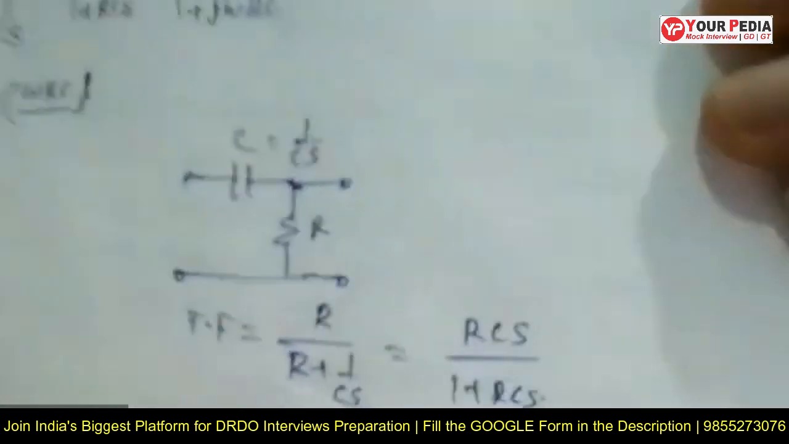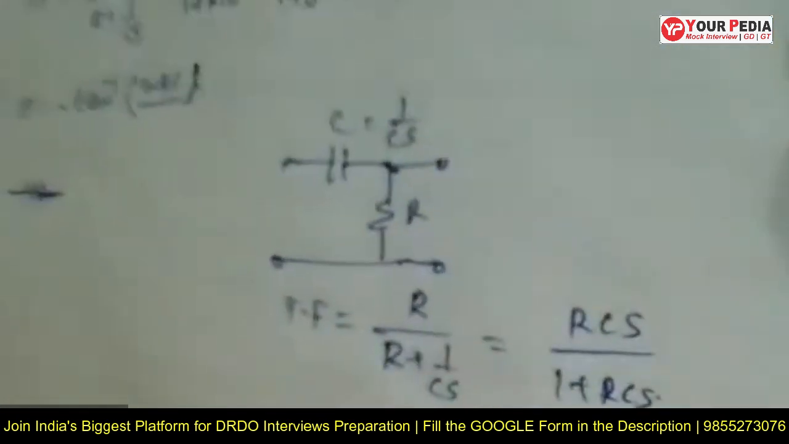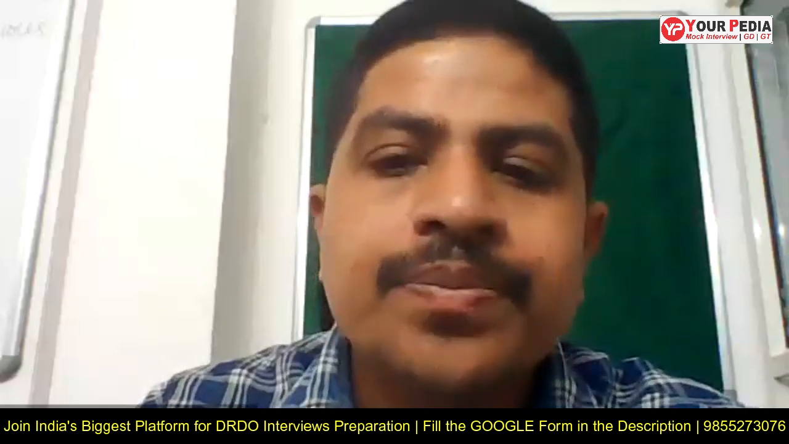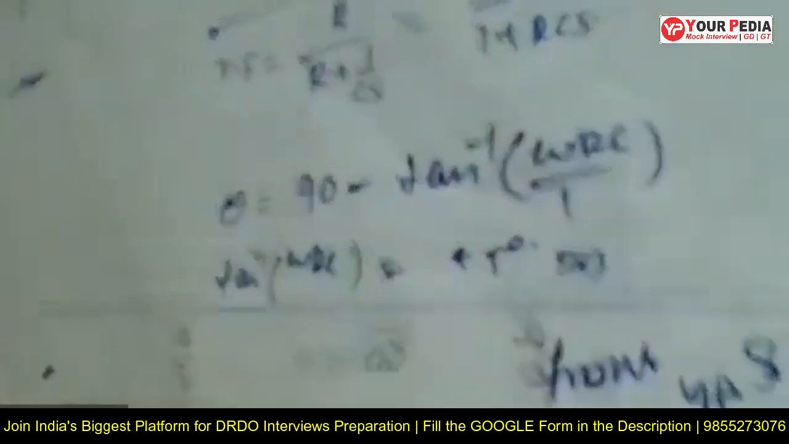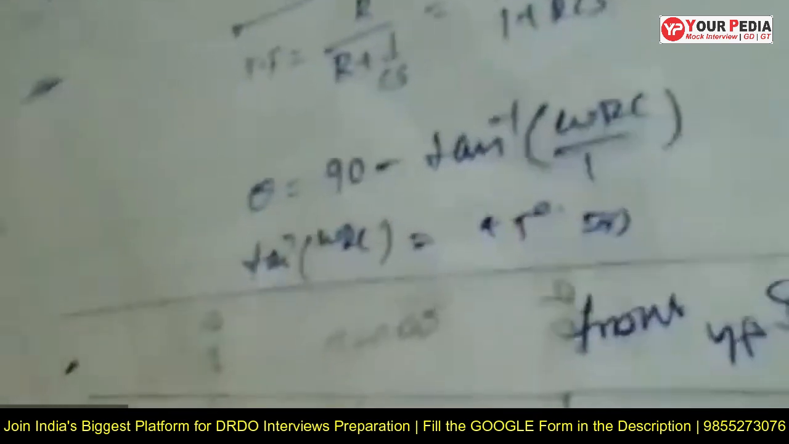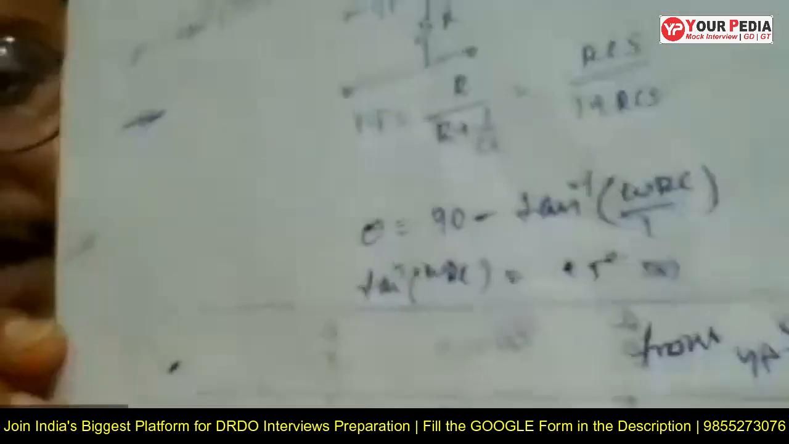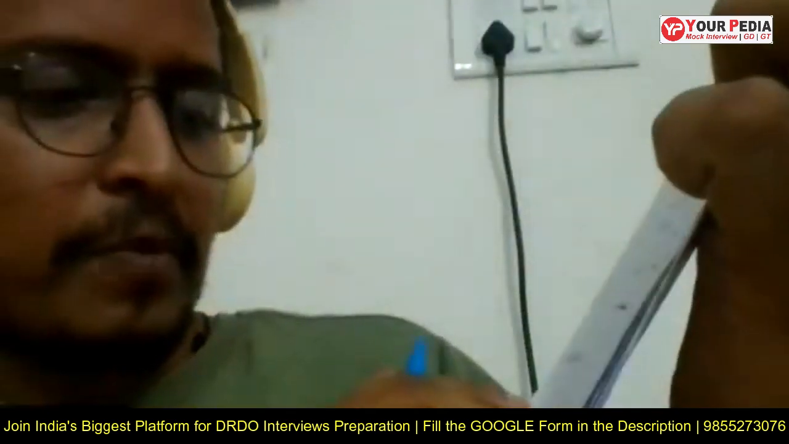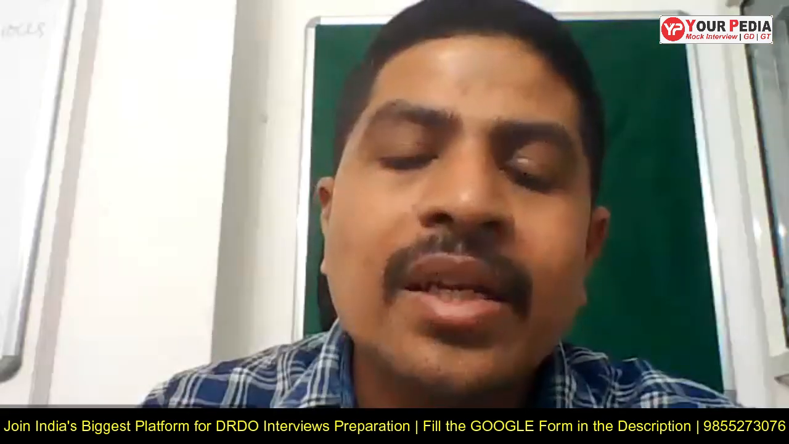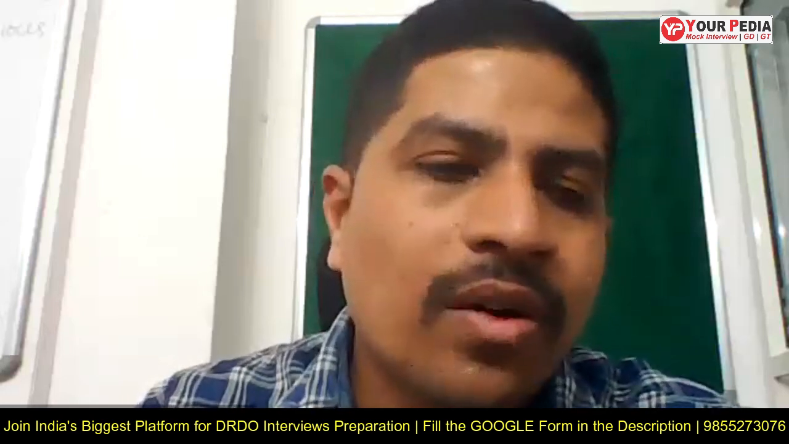So this circuit I am taking. What is the angle you got? For 45 degrees, I am designing the first circuit. If I design for 45 degrees, then omega RC will be equal to 1, sir. No, my question is, I need 90 degrees. I don't want 45 degrees. I need exactly 90 degrees.